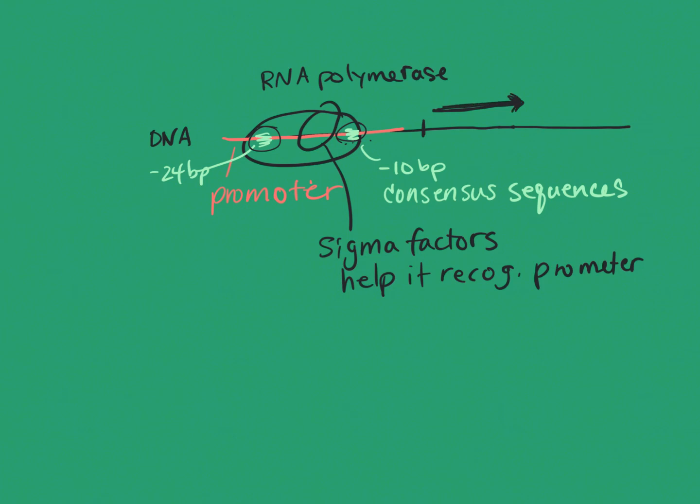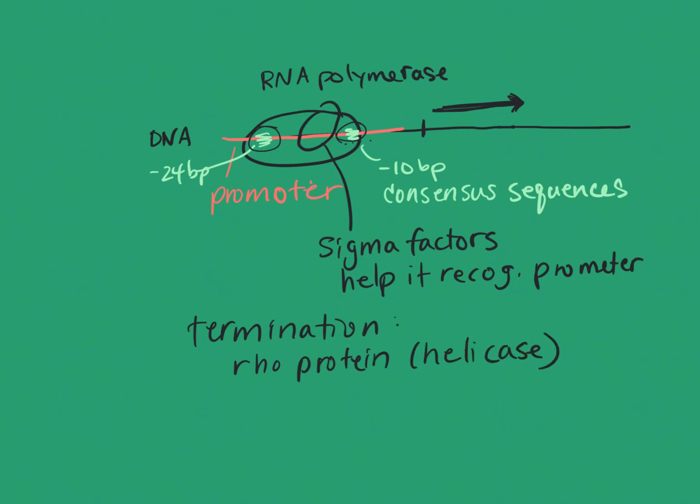Okay, and then elongation, we didn't really talk about that. So that's just when the RNA polymerase is making a strand of RNA with that DNA template. And then termination can happen in two different ways. It can involve a Rho protein, which is essentially a helicase enzyme that moves down the new transcript and dissociates it from the DNA and dissociates the RNA polymerase to end it.